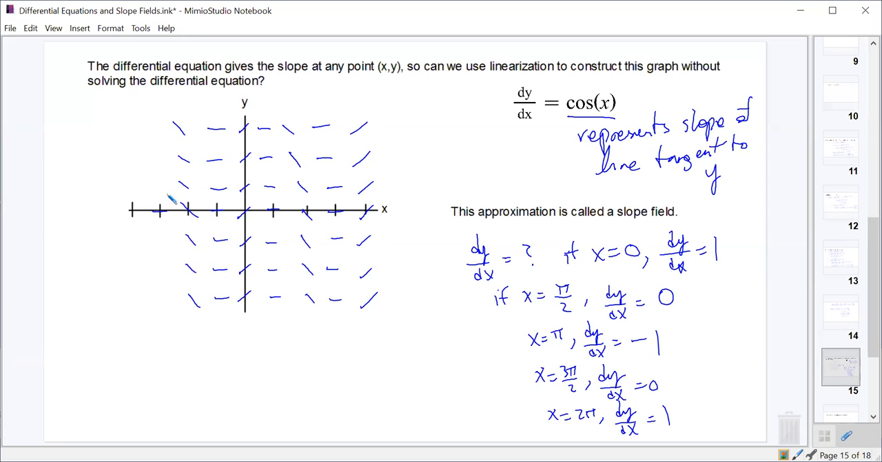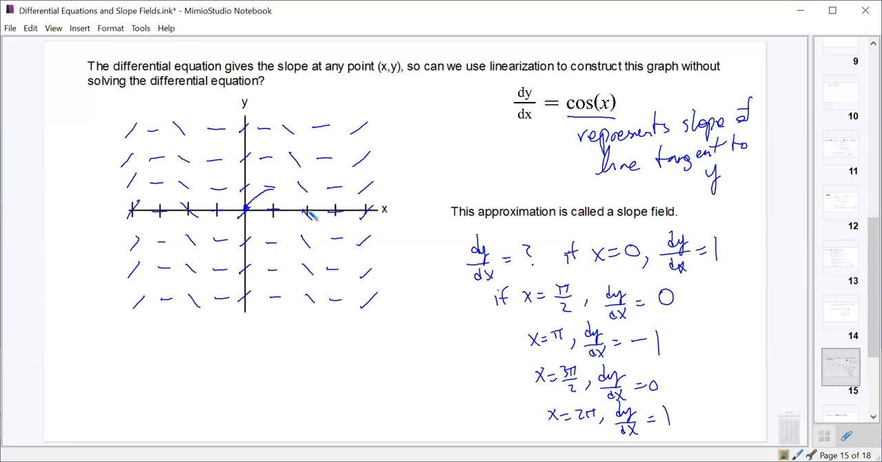And negative 3 pi over 2 would be 0 again. And negative 2 pi would be back to 1. And if you were to try to sketch a curve that went through any point on here, let's just say through the point 0, 0, and follow the trajectories of these slopes, I know that I'd start at a slope of 1. I'd have to narrow out and get to a slope of 0 by the time I got to pi over 2. So it should do something like that.